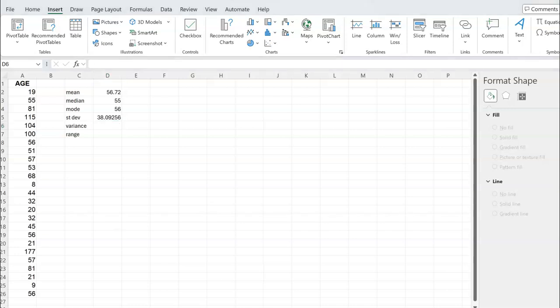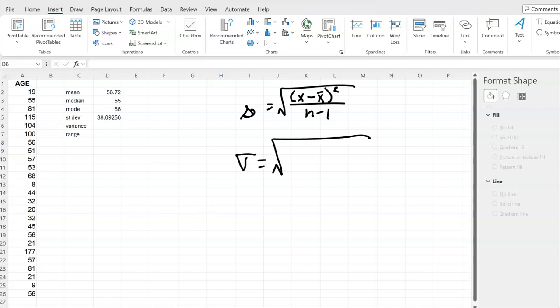Because the standard deviation formula looks a little different for a sample versus a population. If we're talking about a sample standard deviation, it's the square root of the sum of each x minus the mean, quantity squared, divided by n minus 1. Sorry, that's a lowercase n. If I'm looking at it for the population, the denominator is different, and that's going to be a capital N.